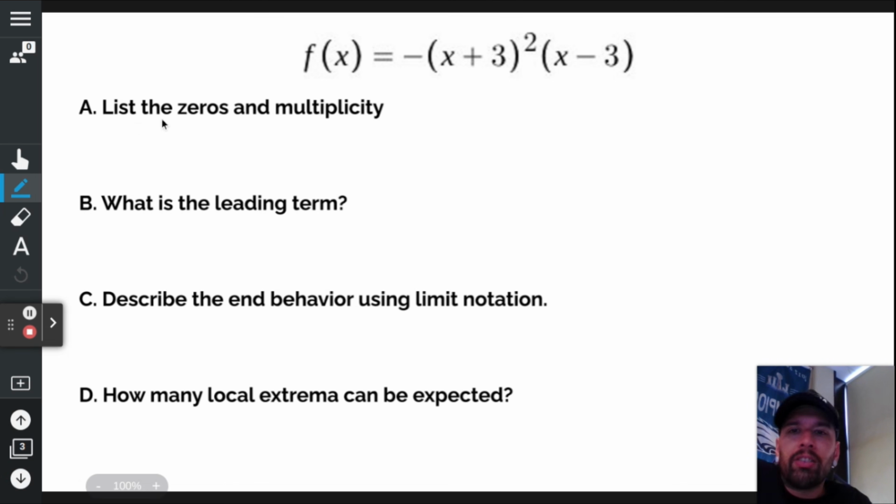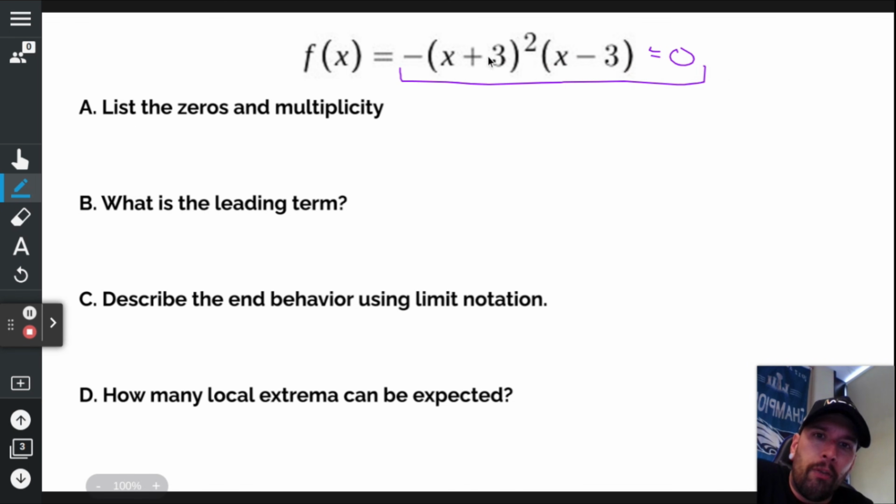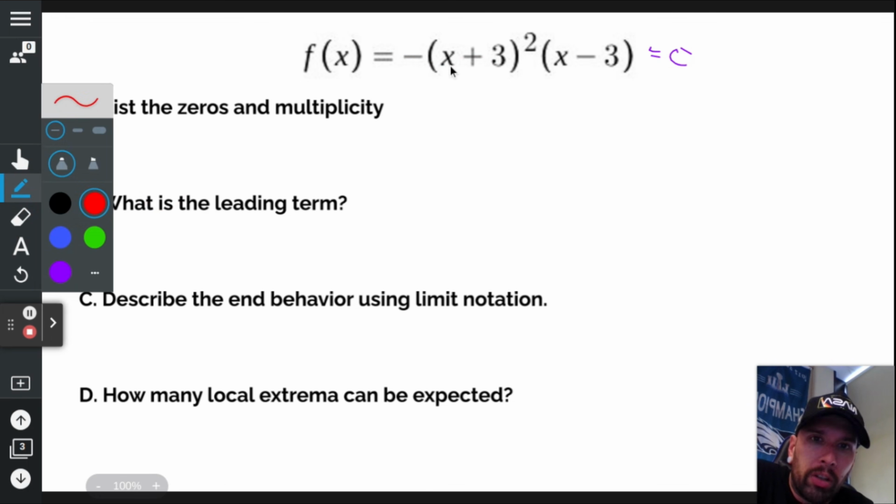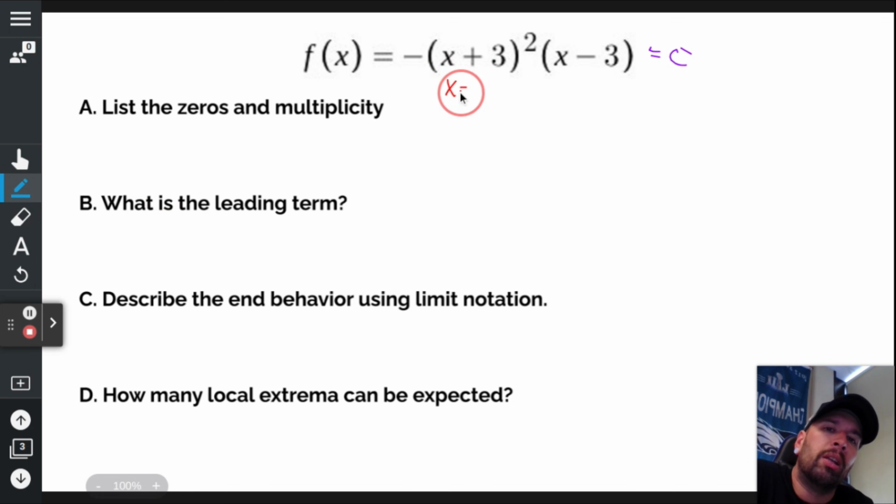All right, list the zeros and multiplicity. Listing the zeros means pretend that this is set equal to 0. We have ourselves a polynomial: a negative, factor, factor, factor. So my zeros are going to be whenever each factor is set equal to 0. When I set the first factor equal to 0, it's just going to be the opposite, so negative 3. And this is going to be x minus 3 equals 0. Add 3 to both sides, x equals 3.